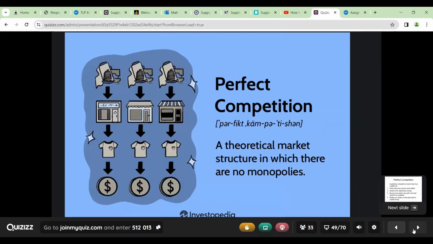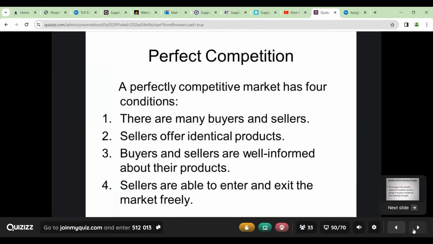Perfect competition is a theoretical market structure in which there are no monopolies. So we'll talk a bit about this. The perfectly competitive market has four conditions. There are many buyers and sellers. Sellers offer identical products. Buyers and sellers are well informed about their products, and sellers are able to enter and exit the market freely.